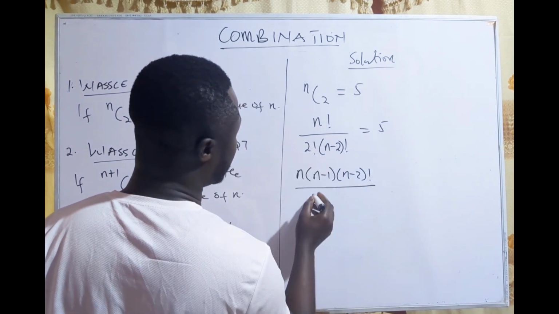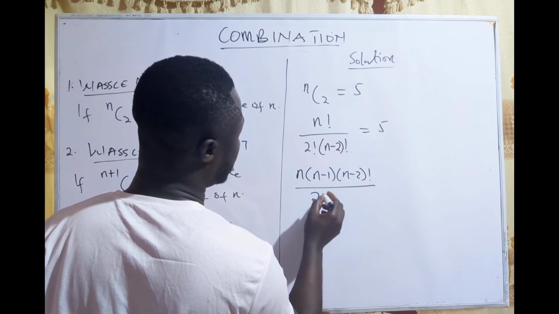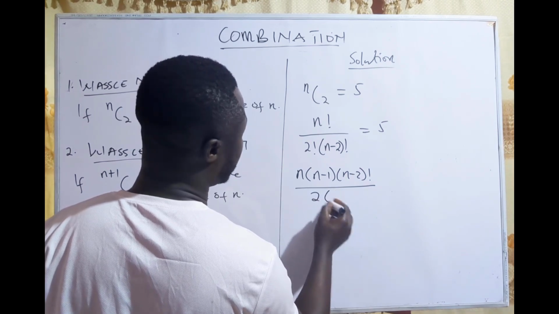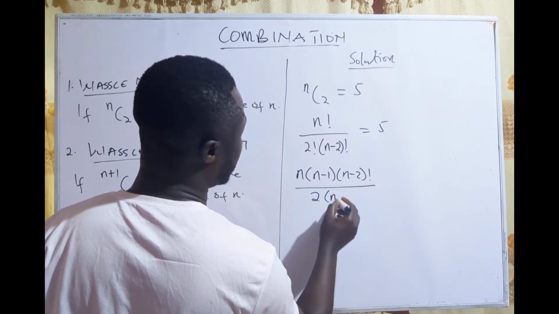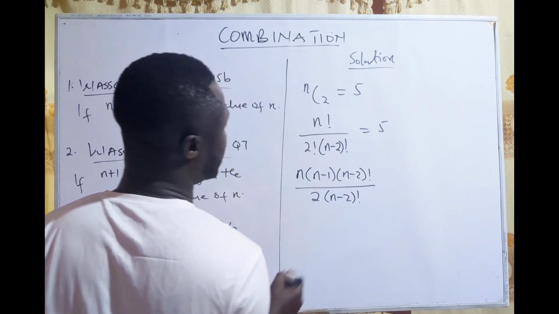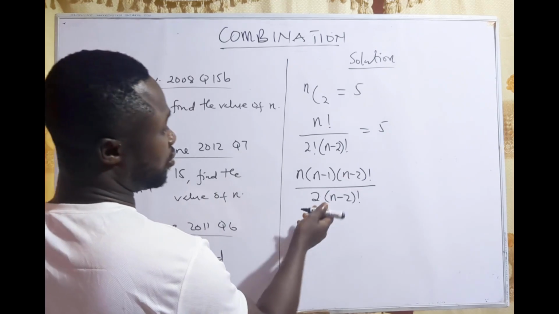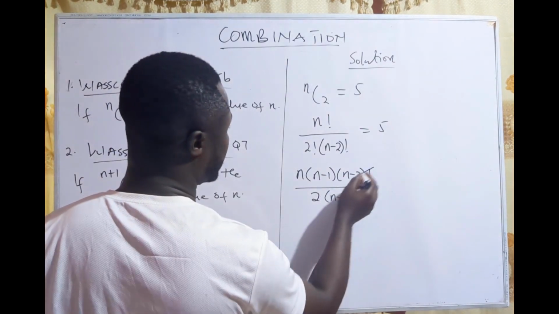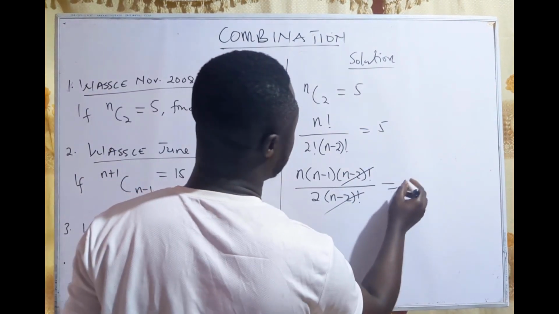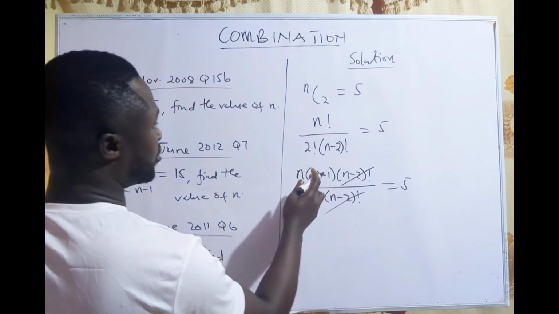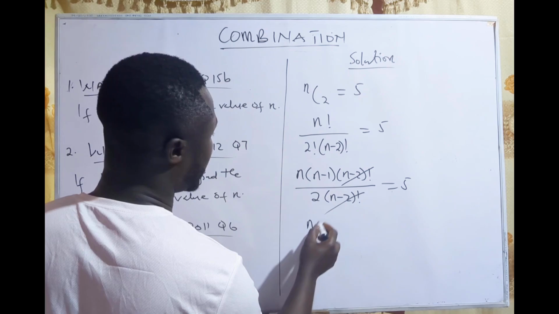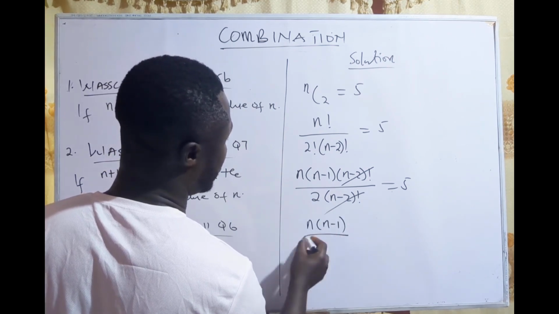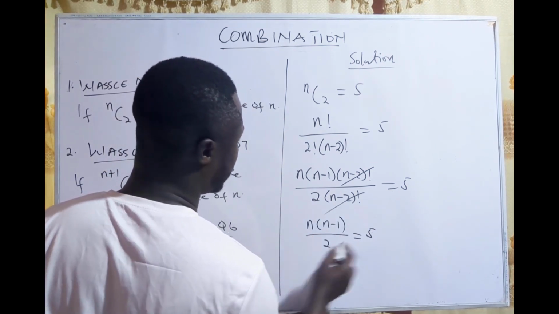2 factorial is what? The same as 2 times 1, which is 2. Then I have n minus 2 factorial. So this will cancel this, equal to 5. So I have what? My numerator as n times n minus 1 all over 2 equal to 5.